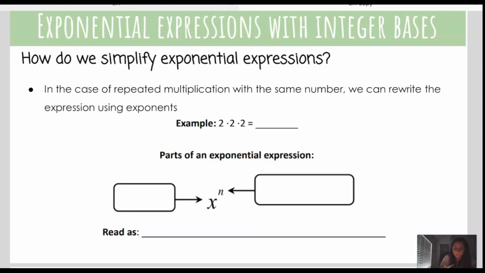That 2 is going to be our base of our exponential expression. And our exponent is going to be 3 because we multiplied 2 by itself 3 times. So if we look at our exponential expression below with the x and the n, our x is considered our base, and our n is considered our exponent, or sometimes it's called power. So in our example above, 2 was our base, and 3 was our exponent.